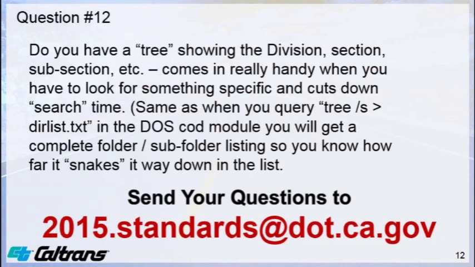Question 12. Do you have a tree showing the division, section, subsection, etc.? It comes in really handy when you have to look for something specific and cut down search time, such as when you query trees, deer list, in the DOS code module, you'll get a complete folder, subfolder listing so you know how far it snakes its way down in the list. Currently, we do not have a tree, and I don't anticipate that happening. My suggestion is just doing a word search to find what technical information you're looking for.